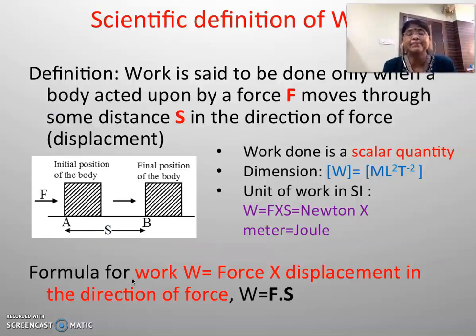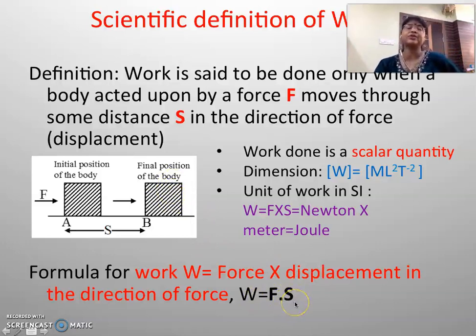When a force F is applied on a body that causes some displacement, work is said to be done. This is the scientific or physical definition of work. Consider this figure: this is a body, at the initial position A, driven by a force F. It displaces to the point B with displacement S, reaching the final position B. So the work done is equal to force multiplied by displacement, F dot S.